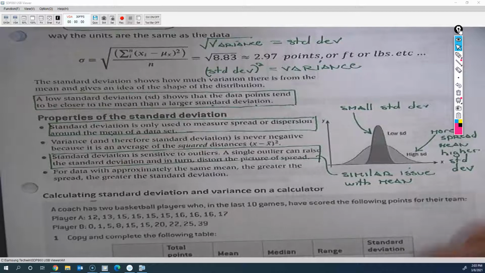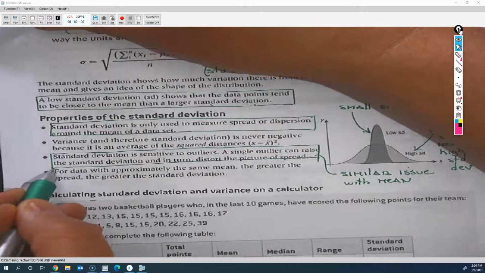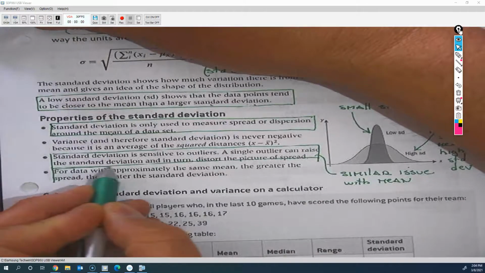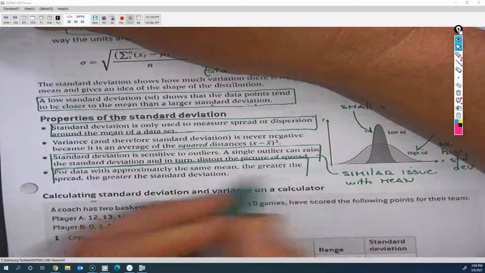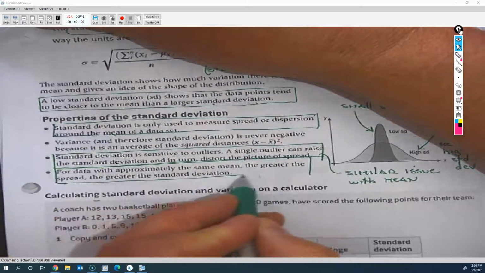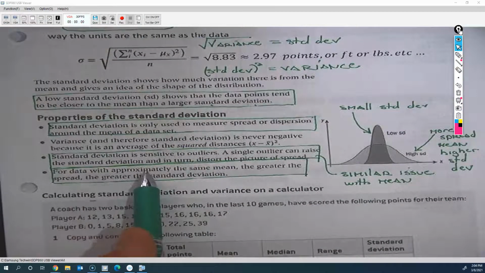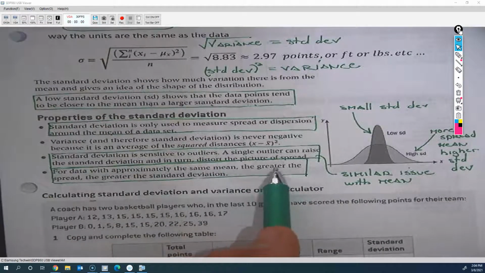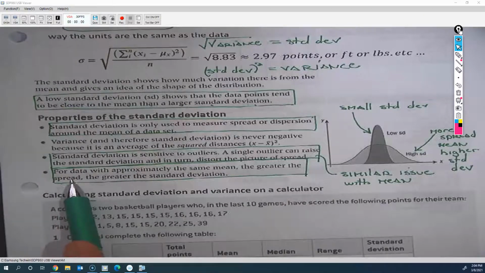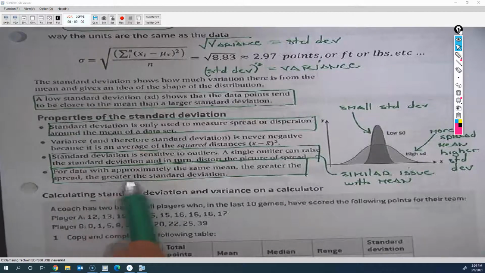Okay, and then the last important point, if you're going to compare standard deviations, the two means have to be close to each other. With data of approximately the same mean, the greater the spread, the greater the standard deviation. So if I was comparing two data sets, I can only do it if the means are somewhat close.